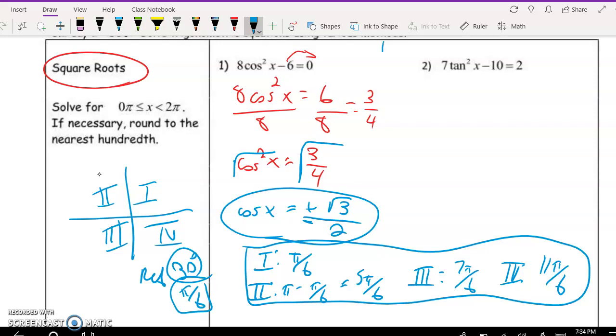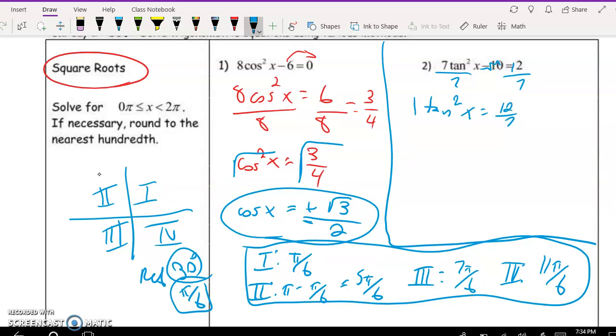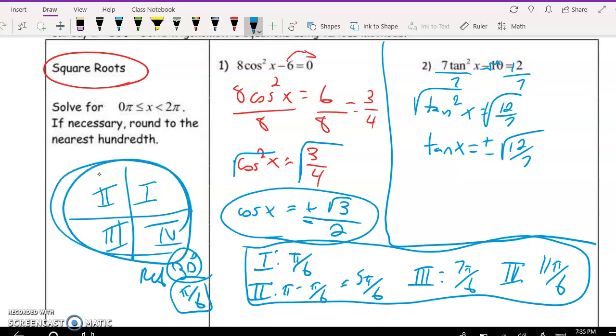Okay, so for number 2, I'm going to do the same thing. So I'm going to move that 10 over and get 12, and then divide by 7. So this one, as you can see, it's not going to turn out as nicely. So I have tangent squared x equals 12 sevenths, and then I'm going to take the square root of both. So I have tangent of x equals plus or minus, I'm just going to keep it like this. So I have a whole bunch of yuckiness going on right now. So again, you have all 4 quadrants here that you're applying that to.